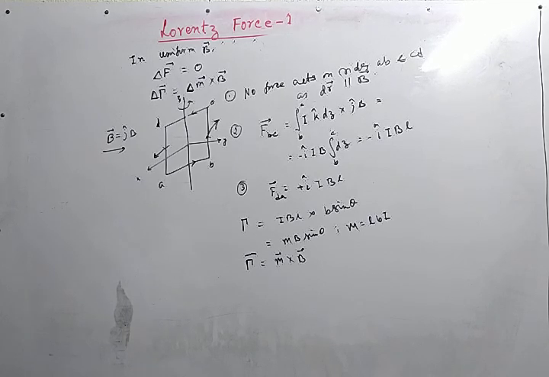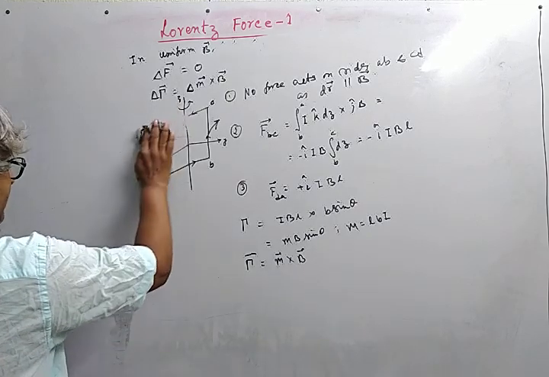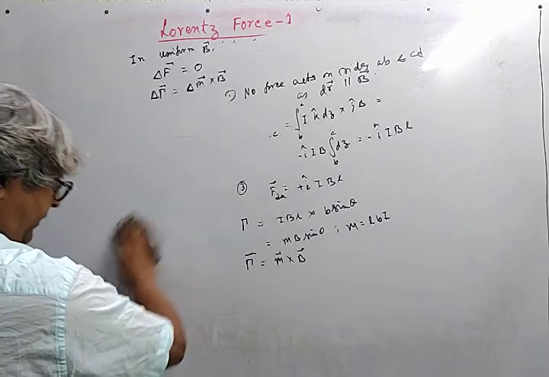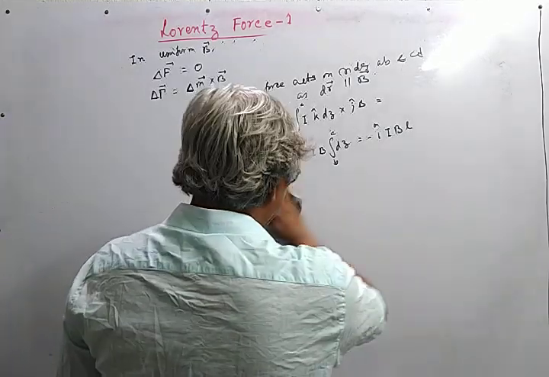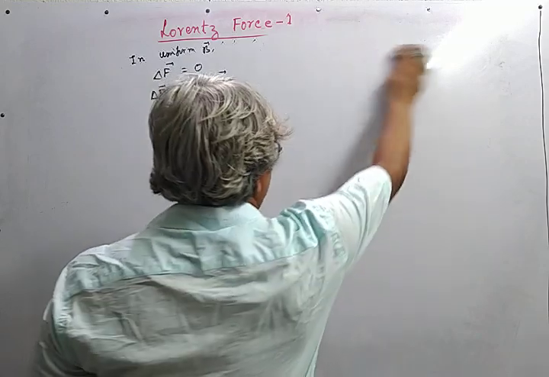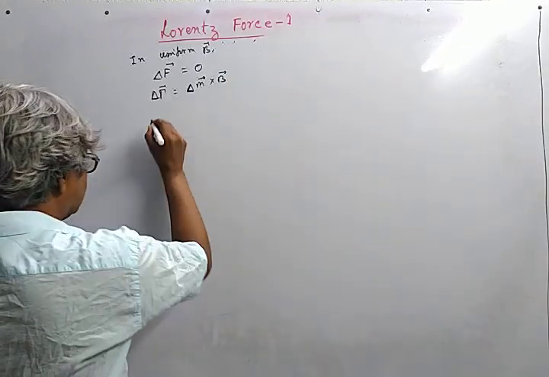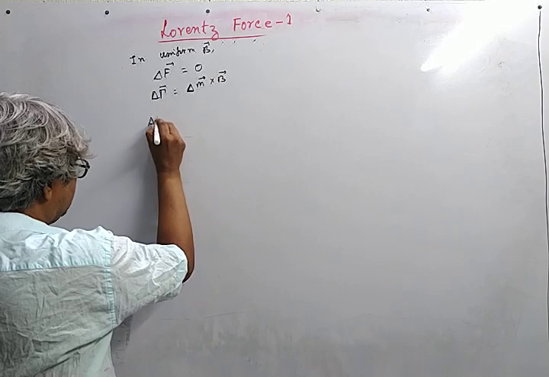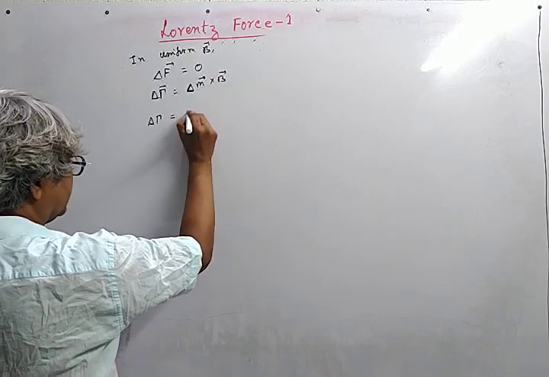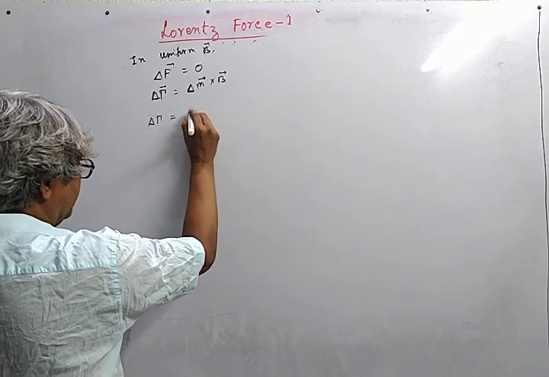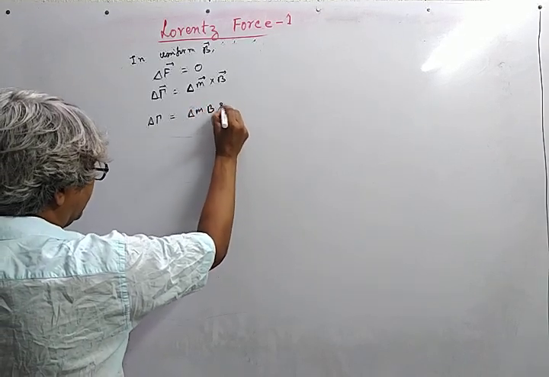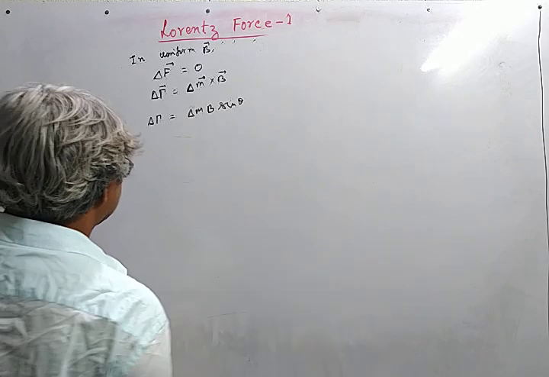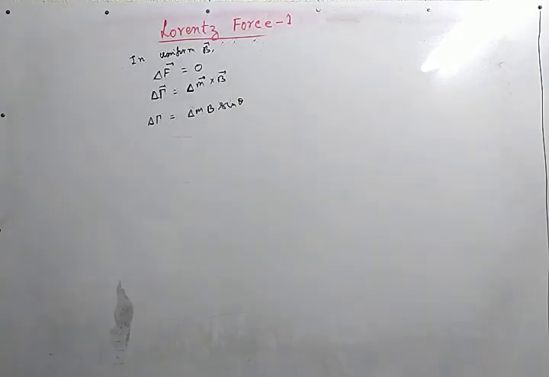Another thing is that we know that the torque that acts on a dipole is M cross B. If we consider the magnitude of the torque, then for a small element, d tau is delta M B sine theta, where theta is the angle between M and B. This tries to rotate the dipole.